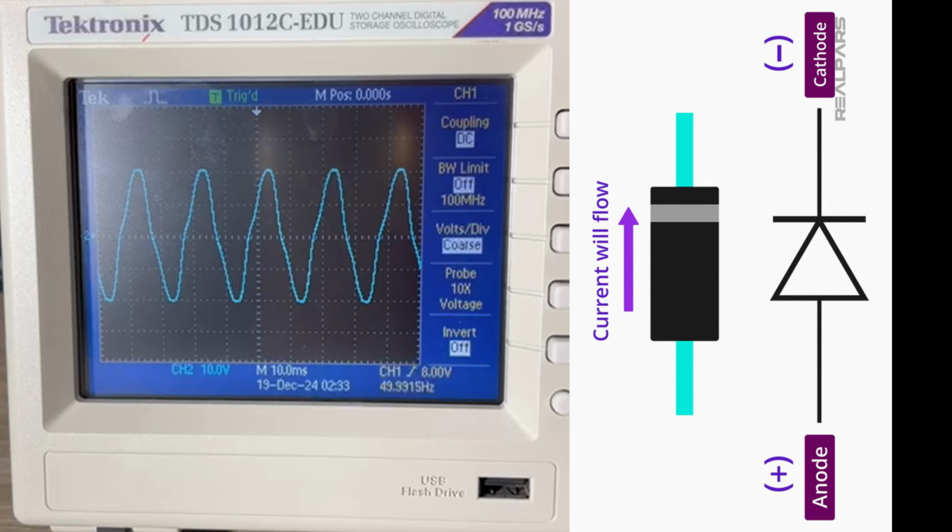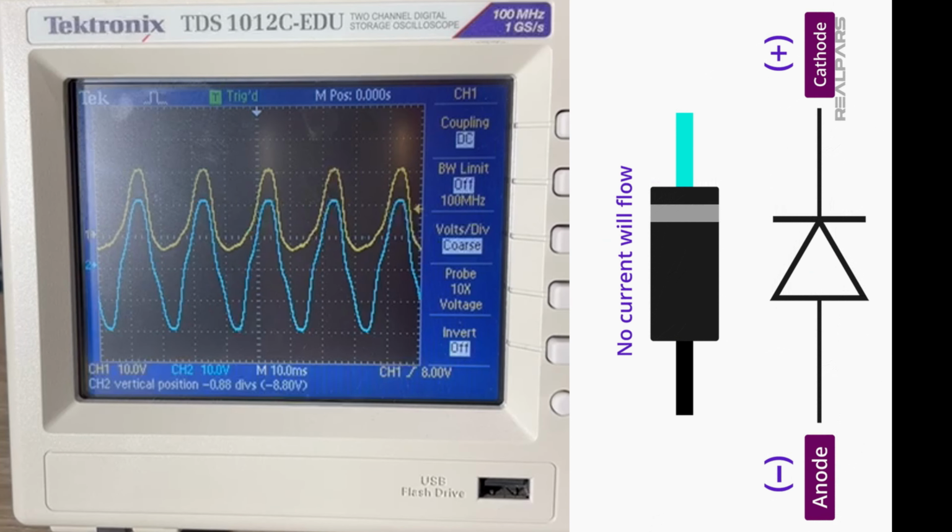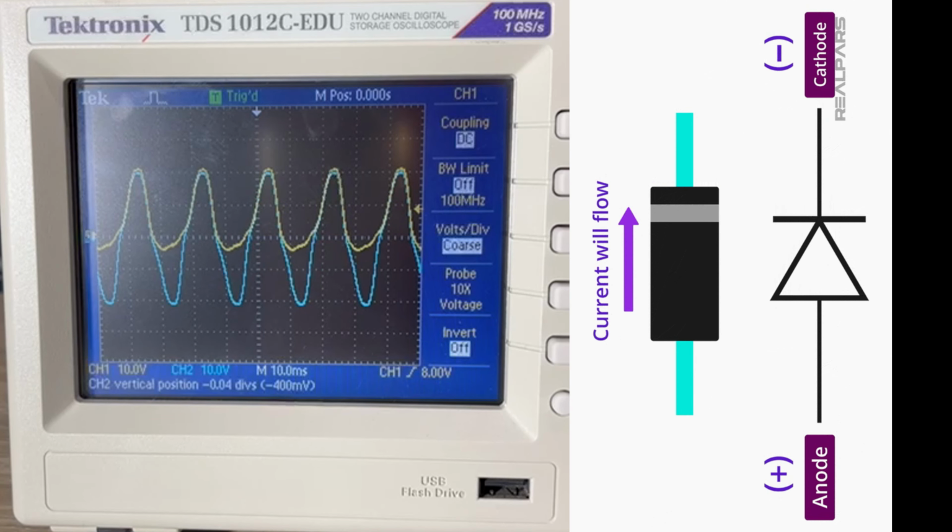Now you see the input power sine wave. As you see, this is the effect of only one diode on the AC sine wave. The output is the yellow channel. You will find the diode neglects the negative part of the wave, this is called half wave.